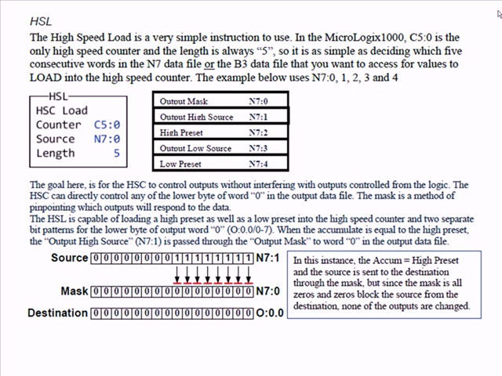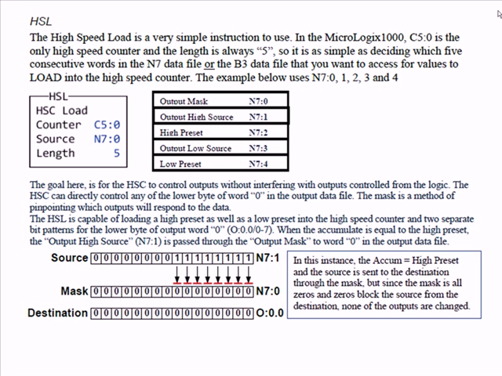The mask is a method of pinpointing which outputs will respond to the data. So really, the output mask is what prevents the high-speed counter from directly interfering with outputs that are controlled from the logic. So use the mask to block any of the source from the destination word for individual bits that are controlled directly by the logic.